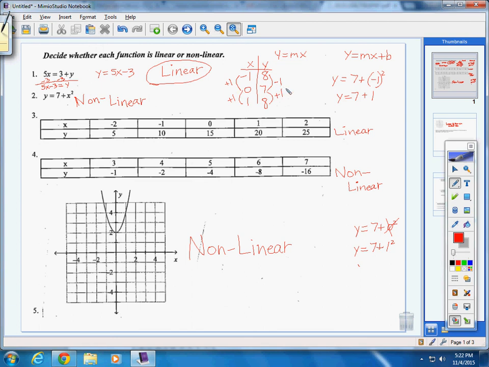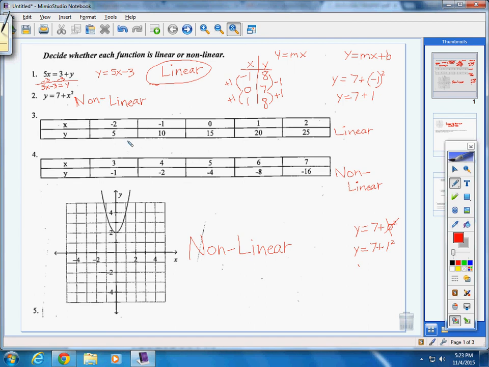So if you're looking to find the rate of change of this function, initially it looks like it's -1, and then it changes to +1. So what you're seeing is that the rate of change is not constant. Therefore, this function is non-linear. If you graphed this thing, it would make some sort of U shape, okay? So it would definitely be non-linear. Let's go on to 3 here.